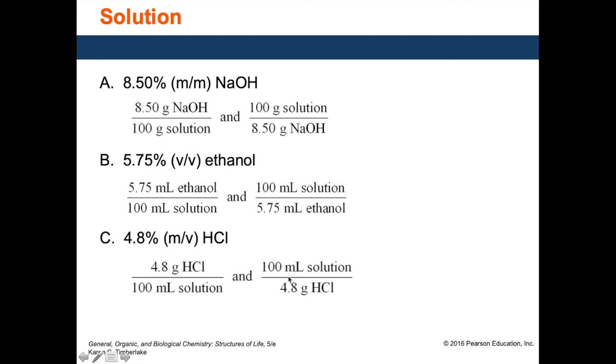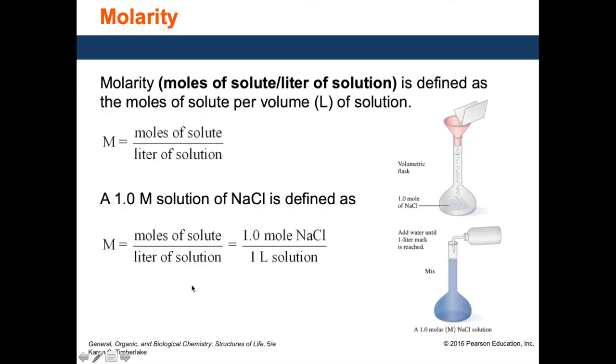Now, again, I'll point out that we used grams and milliliters for questions A and B, where they have mass and volume, but we needn't have. We can use other units besides grams and milliliters. But for question C, where it's m/v, you have to use grams and milliliters as your units.